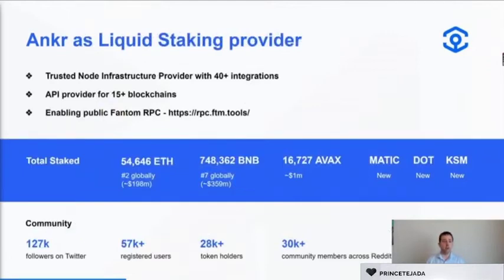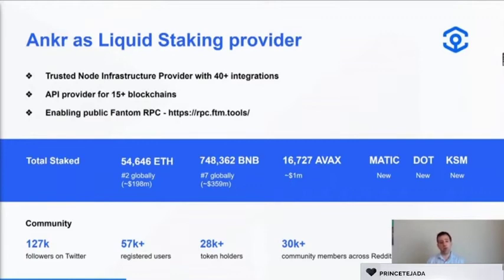Last, why Ankr as a liquid staking provider? So it is important to remember that Ankr is not only a liquid staking provider, we are actually a trusted node infrastructure provider that integrates more than 40 blockchains. So we started in 2017.